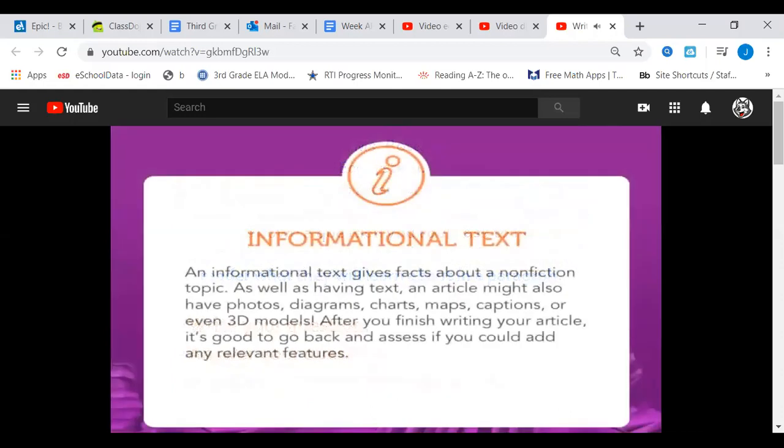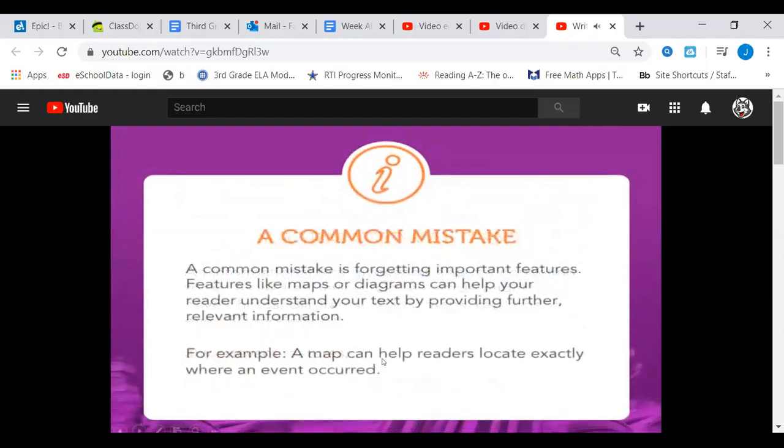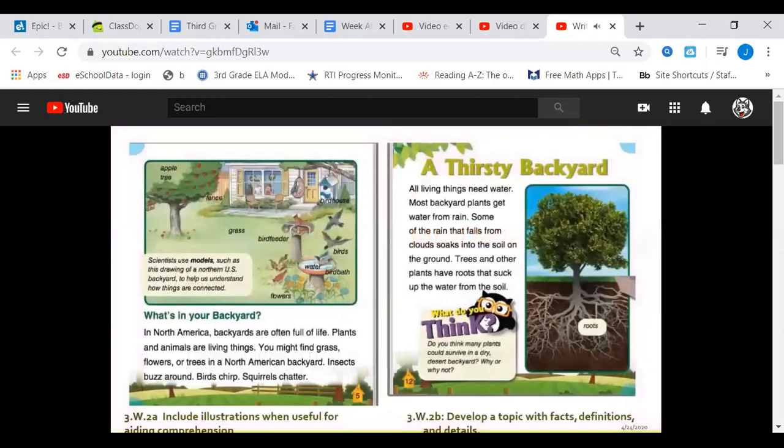Informational texts also give facts, not just in the text writing, but also from yesterday, we learned you could get the information from maps, diagrams. And don't forget, because sometimes that will really help provide the reader with the understanding. For example, a map can help a reader locate exactly where an event occurred or where it's happening.